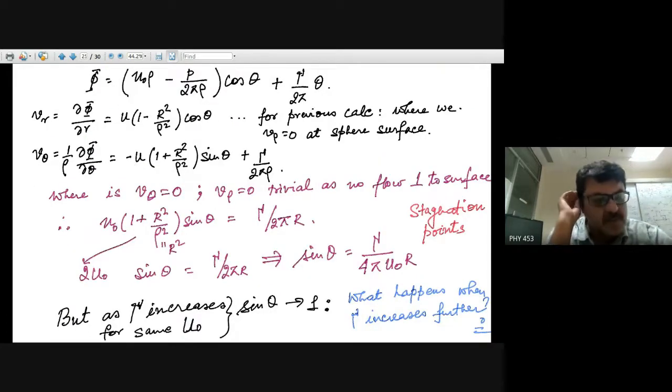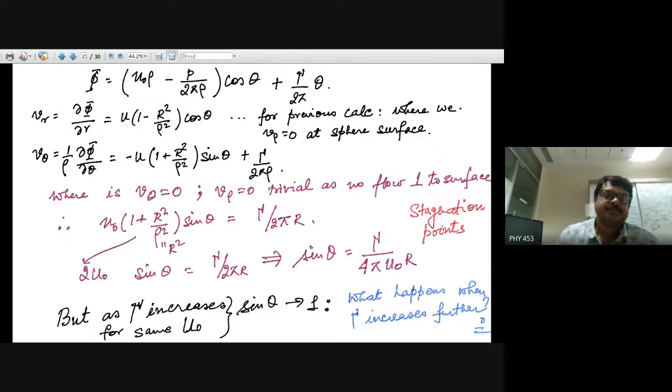So we have to calculate where v theta is equal to 0, because they are opposing. At some point v theta could be equal to 0. V rho is trivial as there's no flow perpendicular to the surface, so when we match boundary conditions, we are going to get the value of u to be exactly u0, whatever is the velocity of the fluid at rho equal to infinity.